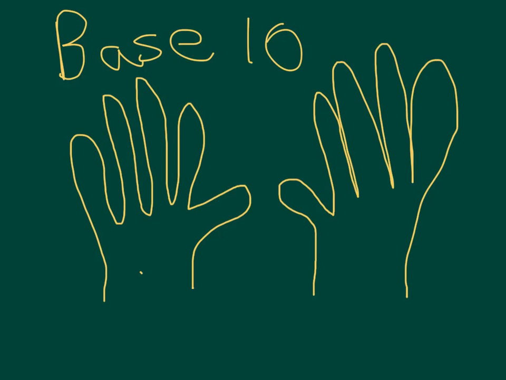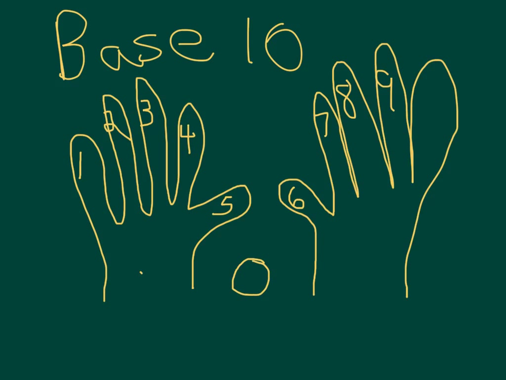Each digit represents a quantity. So if you see 1, you think of a single thing. If you see 2, you think of 2 objects. 3, 4, 5, 6, 7, 8, 9. Now, those are the basic digits with the addition of one more, which is 0.